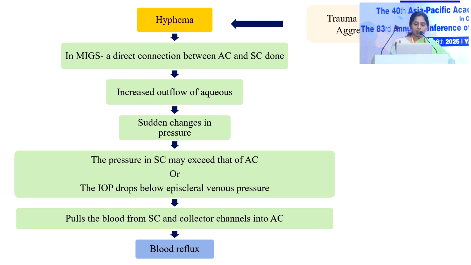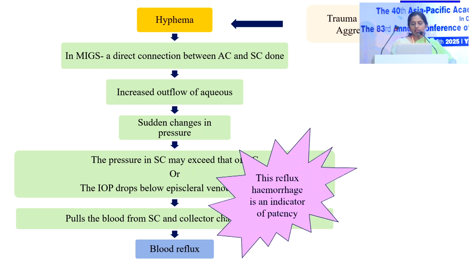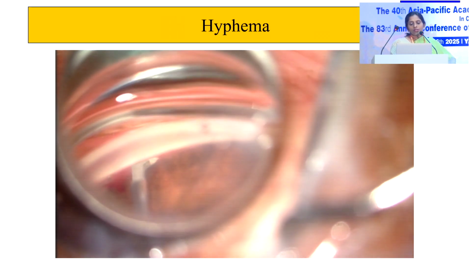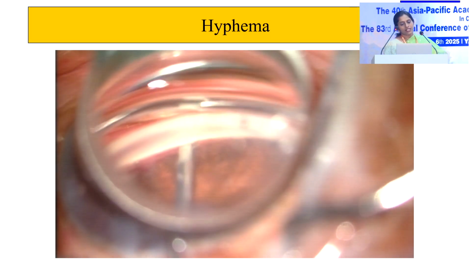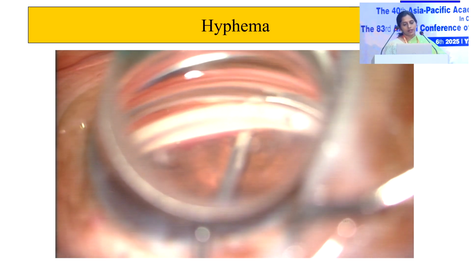It pulls the blood from the Schlemm's canal and the collector channels back into the anterior chamber, causing a blood reflux, which, though it is an indicator of a successful surgery, is a very common encounter that one would face. So this is a MIGS surgery with a KDB Glide instrument.